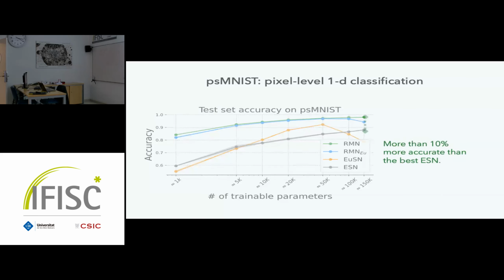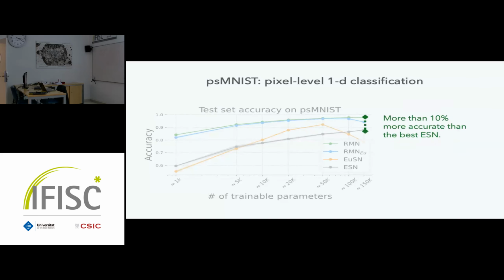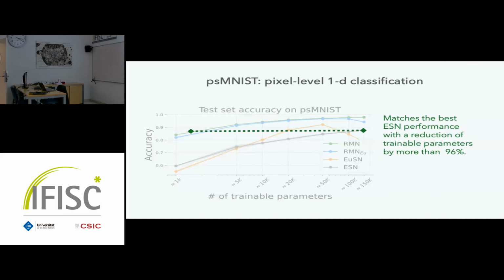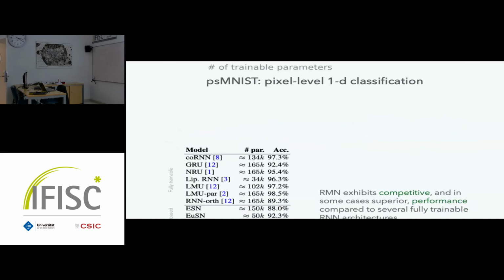For example, the performance that you can get with the reservoir memory network is more than 10% more accurate than what you can get with a conventional Echo State Network. And if you look instead at the same level of performance, we match the best ESN performance with a reduction of trainable parameters of more than 96%, which is, I think, quite impressive.